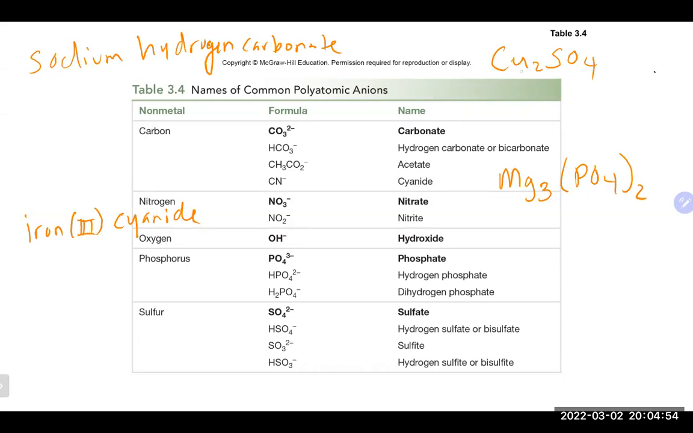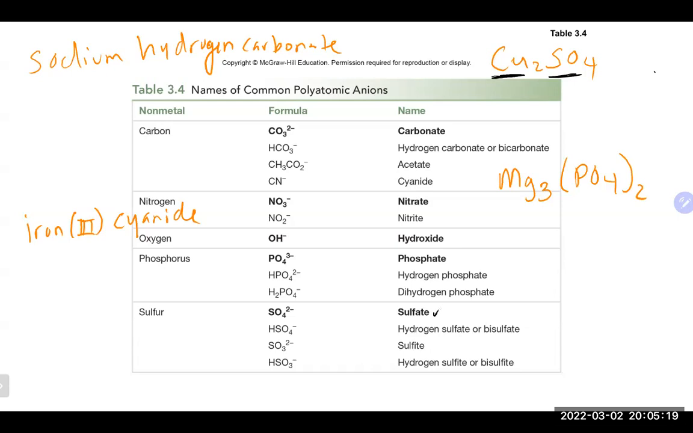So we'll start up here on the top right. We got Cu2SO4. So clearly we see a metal. So we want to think about, do we need a Roman numeral? Do we need to figure out the charge? And that is copper, which is a transition metal. It is sort of like a type 2 situation happening here. This SO4 is sulfate, which is somewhere up here right there.